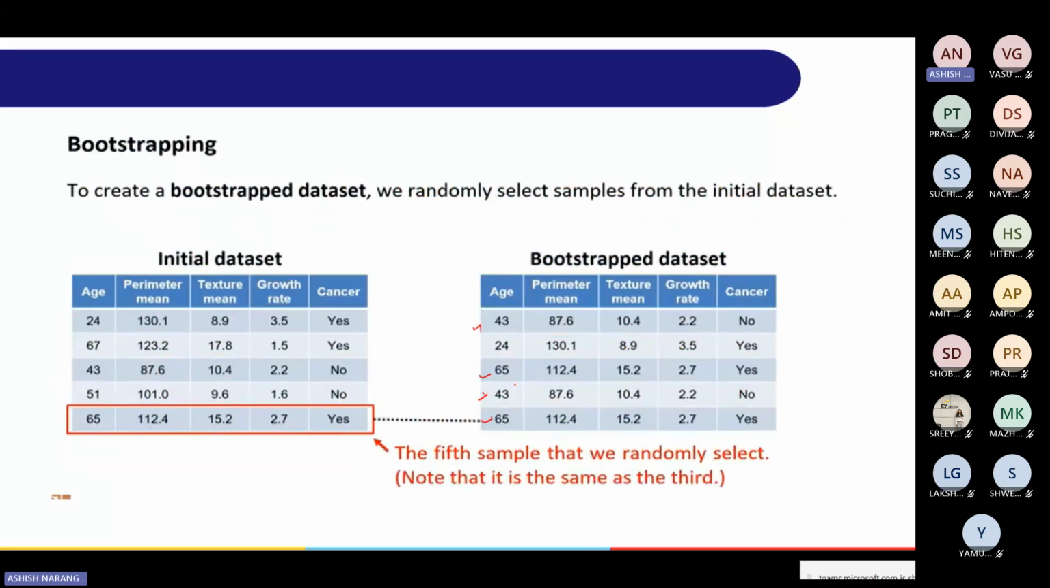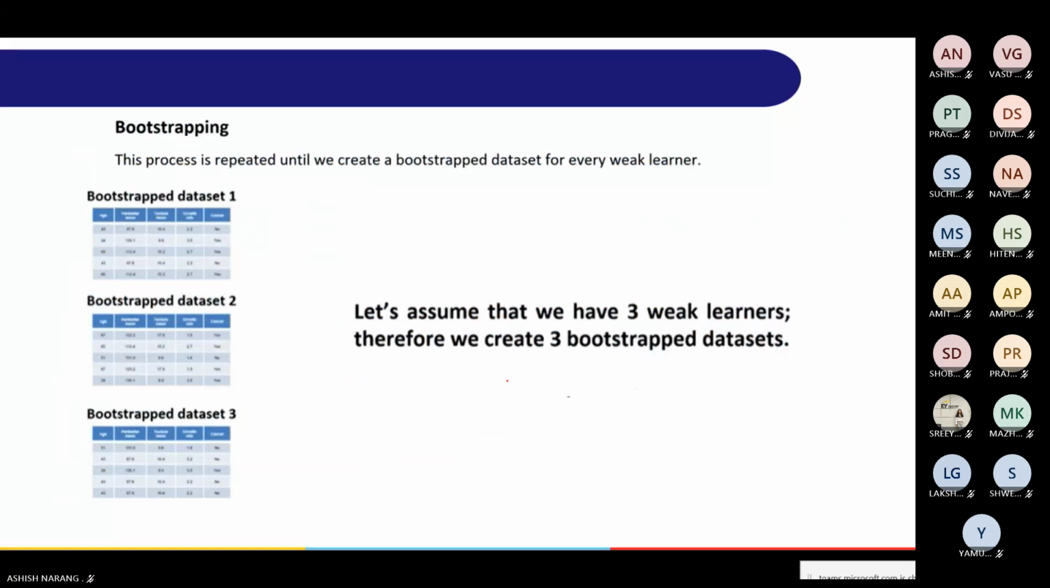So this is what a bootstrap data set is, that you might have some records with repetition. This process is repeated until we create a bootstrap data set for every weak learner. How many weak learners do we want to train? I will come up with that many bootstrap data sets. Maybe here records 1 and 3 were repetitive. In another, maybe records 2 and 4 may be repetitive, and so on.